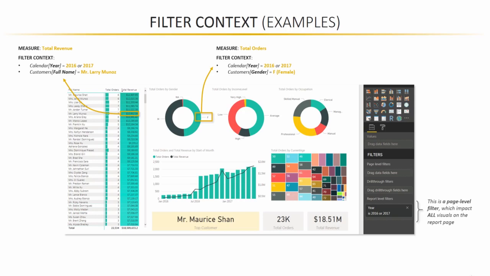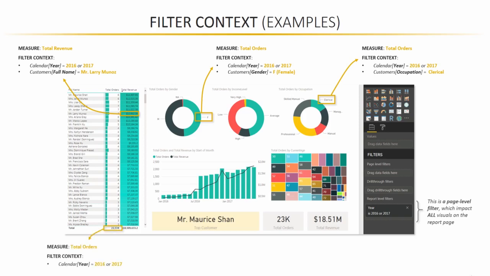And then the second piece of the filter context is that gender equals F for female. Similar case here, we're evaluating total orders again, got that same 2016, 2017 filter context. The only difference is that this chart is breaking down orders by occupation. So in this particular highlighted cell or segment of the donut, the second piece of filter context is that the occupation field in the customer table equals clerical.